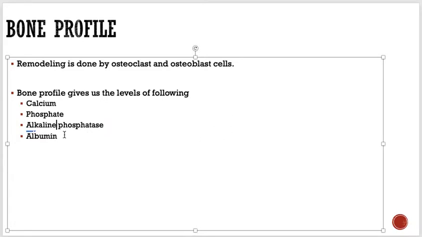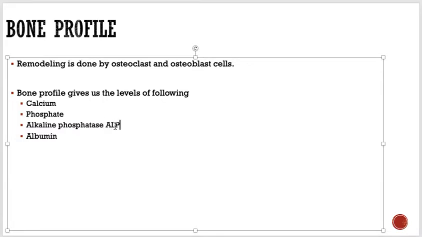Now, the important thing to understand here is that everything is interconnected. The bones are mineralized by calcium, and the calcium level in the blood is controlled by PTH, parathyroid hormone. So parathyroid hormone plays an important role in controlling calcium and phosphate. Of course, they are also connected somehow with this. Why albumin is included, you will come to know in a while.